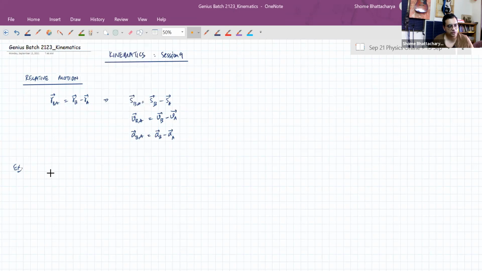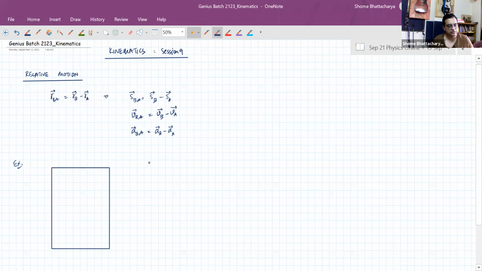So we have this situation that there is an elevator which is moving vertically upwards with an acceleration of a0. And the height of the elevator is h.